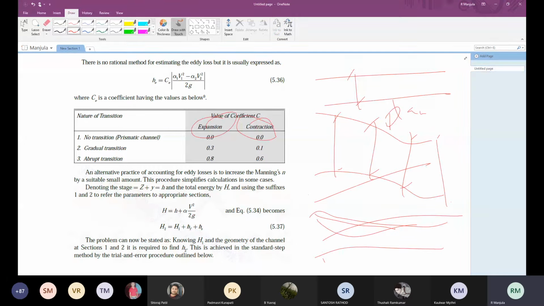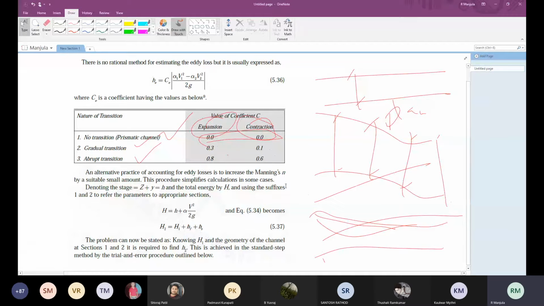For expansion and contraction, if there is no transition, a prismatic channel, then your CE is going to be 0. If there is a gradual transition or abrupt transition, gradual means 0.3 and 0.1, abrupt means 0.8 and 0.6. So these are the coefficients which are assumed for contraction and expansion. As an alternative, a practice of accounting for eddy losses is to increase your Manning's n by a suitably small amount. This procedure actually simplifies the calculations in some cases.